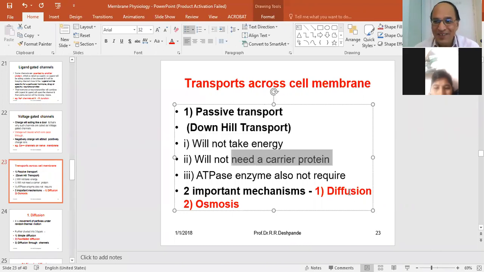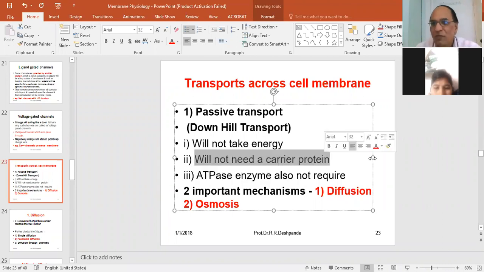Our grandfather always takes the help of the grandson while climbing up the stairs. Hey, give me a hand, please give me a stick while climbing up. But when he is coming down from the stairs, he will say, no, now I will go down by myself. So this is something like that. They need carrier protein support. I'm sorry, they will not need. Will not need.